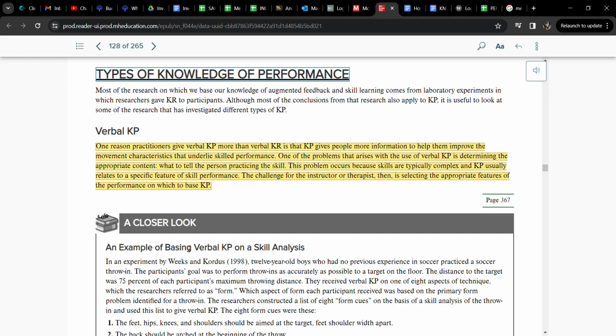One of the reasons why practitioners, or let's say a physiotherapist, gives more verbal KP than verbal KR is that knowledge of performance gives people more information to help them improve the movement characteristics that underlie skilled performance. One of the problems that arises with the use of verbal KP is determining the appropriate content. So what do you tell the person who's performing the skill? So the challenge for instructors or therapists is then selecting the appropriate features of the performance on which to base KP. So this is something that I think I run into almost every day in the clinic.